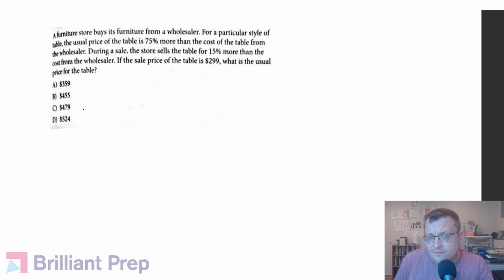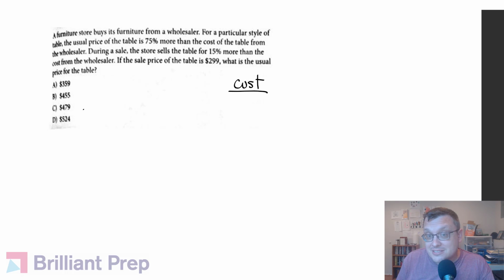In this question, we have a furniture store buying furniture from a wholesaler, and we know the usual price is 75% more than the cost. So we have to be very careful with how we deal with our percent changes here. Let's write down our information so we can keep it organized.